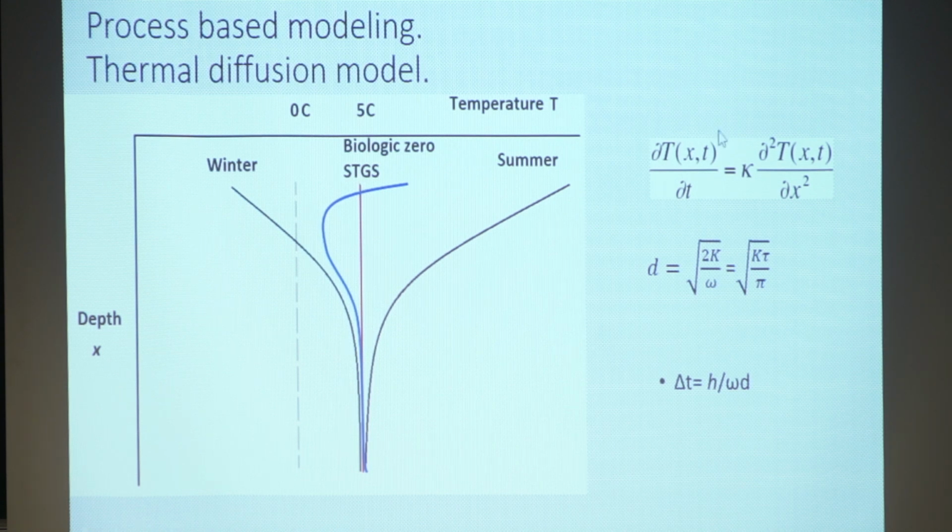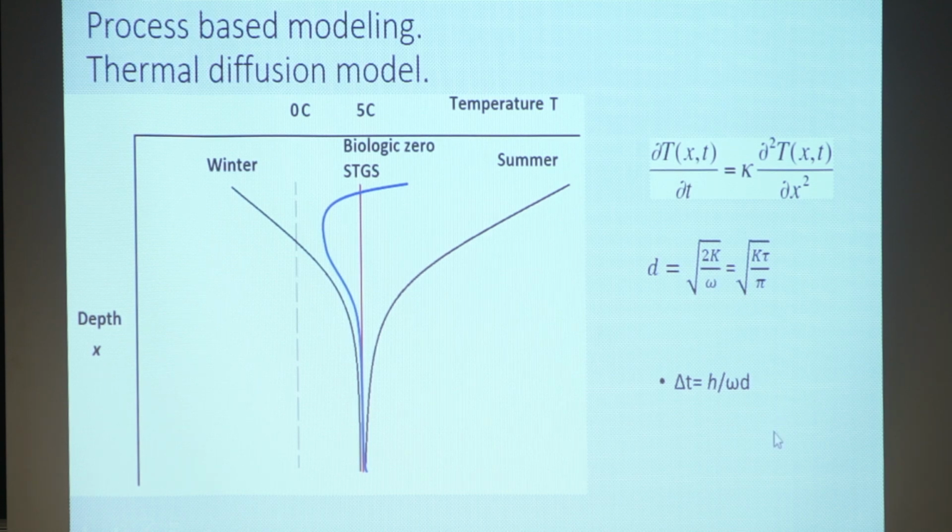So we used the simple thermal diffusion model. Here is the solution for delay of certain temperature propagation. You can use it for 5 degrees, for 0 degrees. The equation looks the same. It's directly proportional to the thickness and inversely proportional to the thermal diffusion.